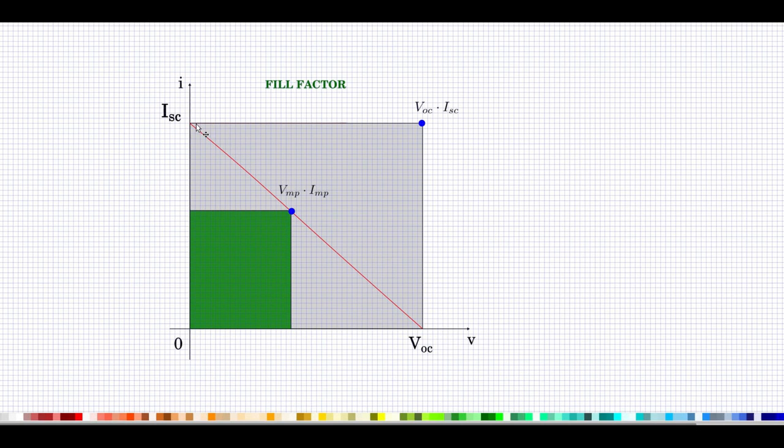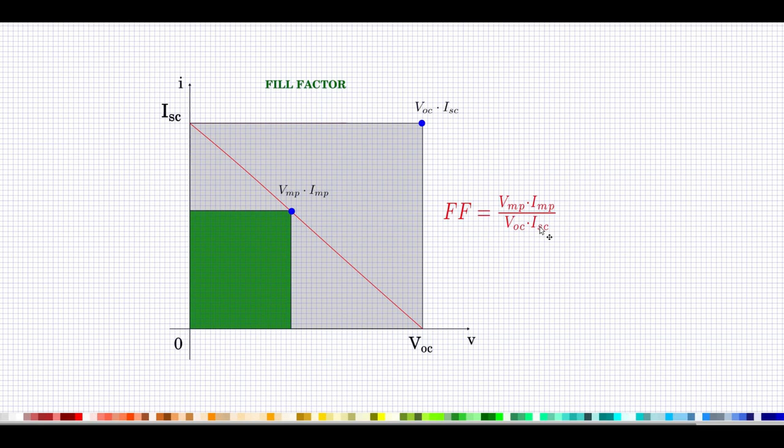Any normal PV characteristic would have a much higher peak power point and a much larger area with respect to the ideal area. So the area as encompassed by the maximum power point with respect to the idealized maximum power area is defined as the fill factor. So the fill factor is given by VMP IMP divided by VOC ISC.